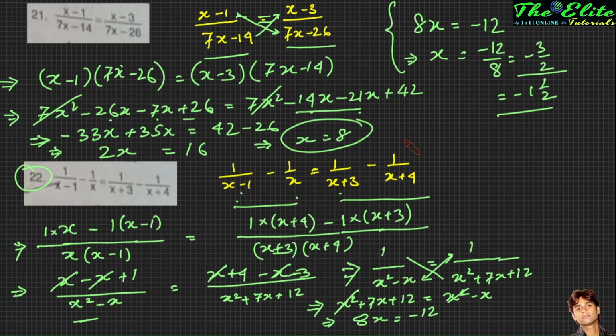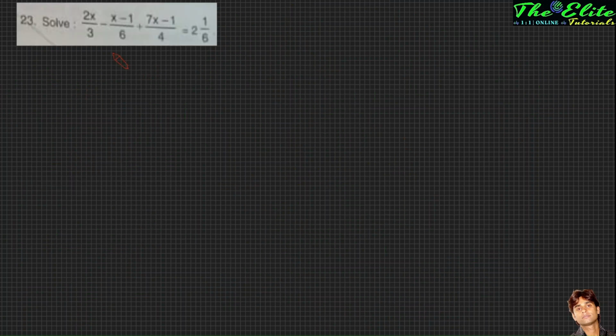Okay, clear? Next, let's see question number 23. Again, if you consider this whole as a fraction, 2x upon 3, x minus 1 upon 6, 7x minus 1 upon 4. And here actually 2 whole 1 upon 6 is also a fraction having a denominator 6. First you will rewrite this question. Rewriting this question will give you like this: 7x minus 1 upon 4 and 13 upon 6.